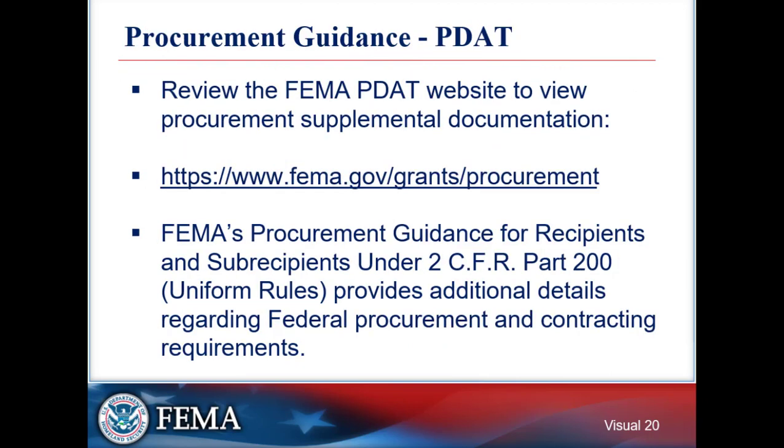We also always want to talk about procurement. Based on 2 CFR, which is the Code of Federal Regulations, Part 200, there is certain procurement guidance for recipients and subrecipients. That part of the CFR provides additional details regarding federal procurement and contracting requirements. If you have no idea what I'm talking about, I recommend you review the FEMA PDAT, Procurement Disaster Assistance Team website to view procurement supplementary documentation, found at fema.gov/grant/procurement. We always want to push proper procurement procedures because procurement is one of the main reasons that money gets de-obligated, and we never want to have to take funds away.